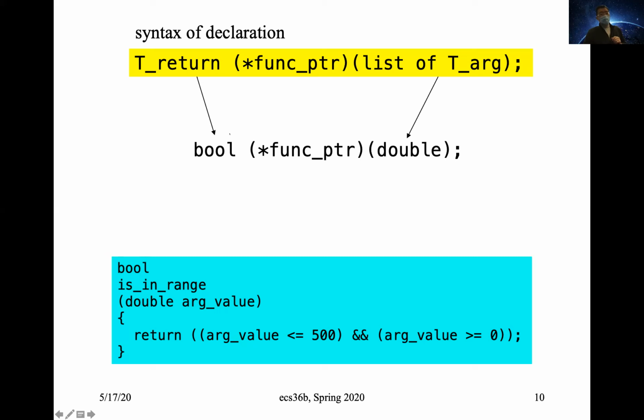What is the function signature? It's the return data type, a bool in this case, or whatever type it returns. And both the number of arguments and the data type of each argument have to be specified. So in this case, this is a function pointer pointing to a function whose return type is bool, and it only has one argument, whose data type is double. That's what this line is saying. So next time if you see somebody write this line, it basically says that.